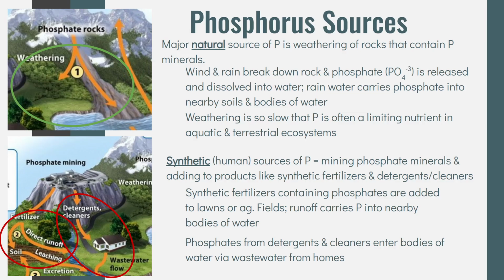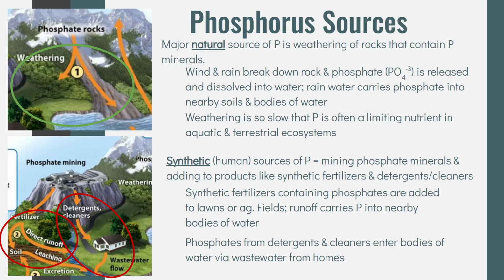You can see this here on the diagram if you look at the big green circle. Again, the phosphates are worn down from those rocks, and then the wind and the rain will carry them either into a body of water or into a terrestrial ecosystem. It's important to remember that this process is very slow. Because of that, phosphorus is a limiting nutrient for many different ecosystems, meaning plant growth is dependent on how much phosphorus is available.